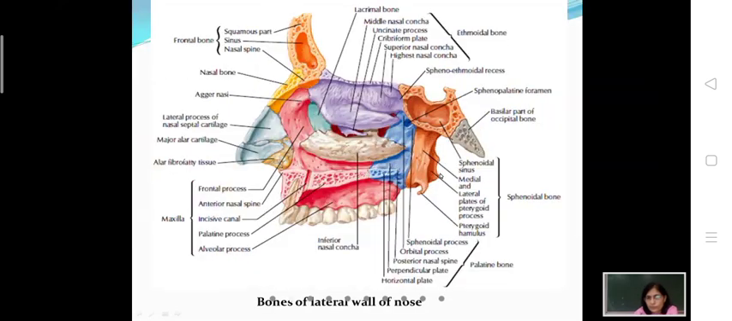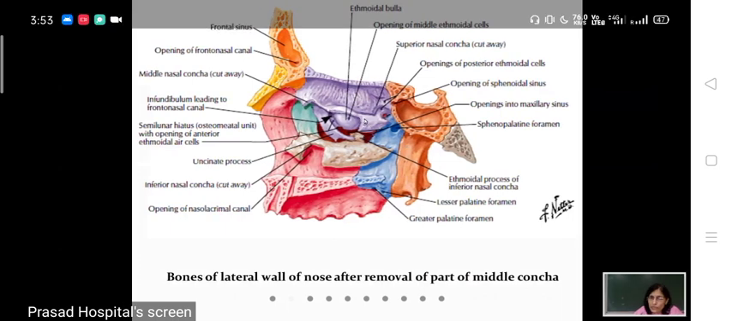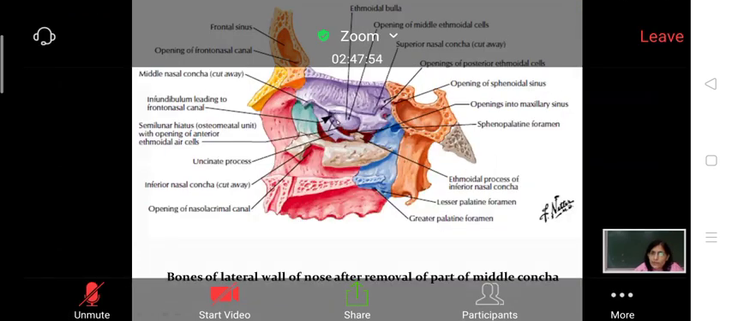Here you can appreciate the bones of lateral wall of nose, but here we have removed the middle concha. Middle concha को यहाँ तोड़ दिया गया है. जब middle concha को तोड़ देंगे तो क्या दिखाई देगा हमें? ये एक elevated part दिखाई देगा, ये एक फूला हुआ part दिखाई देगा. This is the bulla ethmoidalis or ethmoidal bulla. Just below the ethmoidal bulla, infundibulum is present. This infundibulum is in continuation with, or entering into, the frontal sinus.